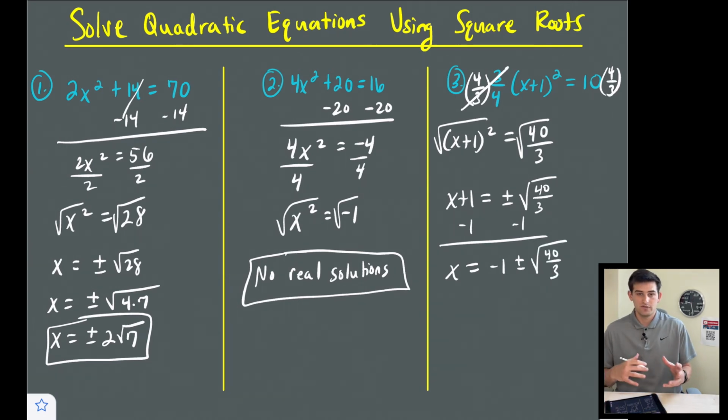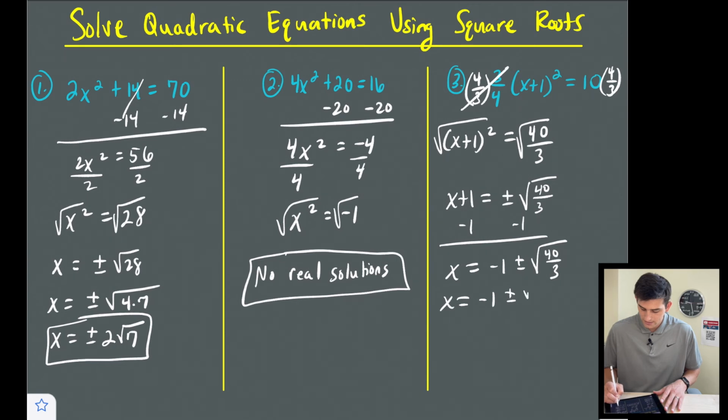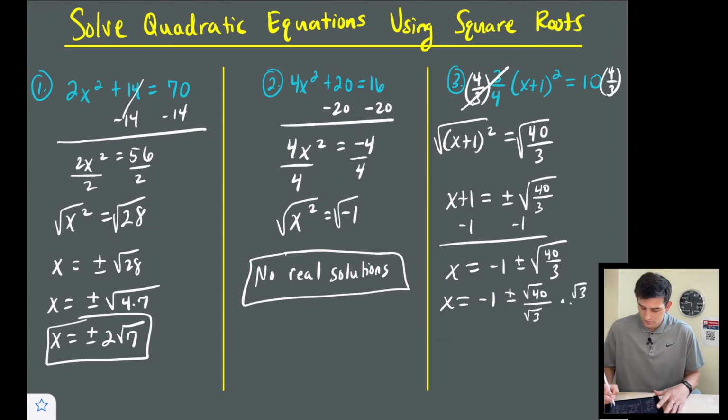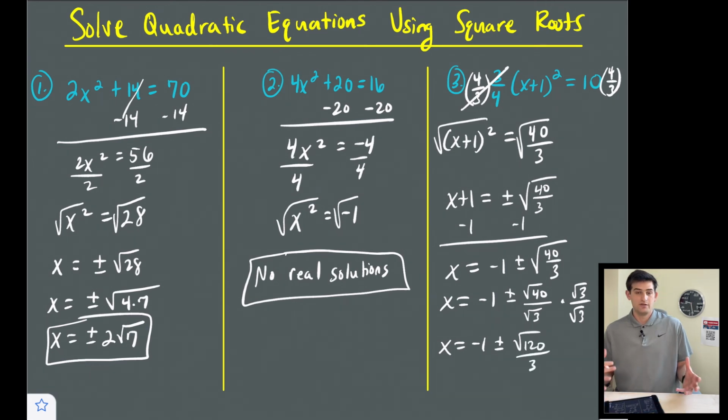Okay, so now let's simplify that radical a little bit. So we have x is equal to negative 1, and let's call this plus or minus square root of 40 over the square root of 3. Okay, now when we have a square root in the denominator, we cannot leave that. So we want to rationalize this denominator by multiplying by root 3 over root 3. Now once we do this, we're going to have x is equal to negative 1 plus or minus the square root of 120, and we just have a denominator of 3 now.